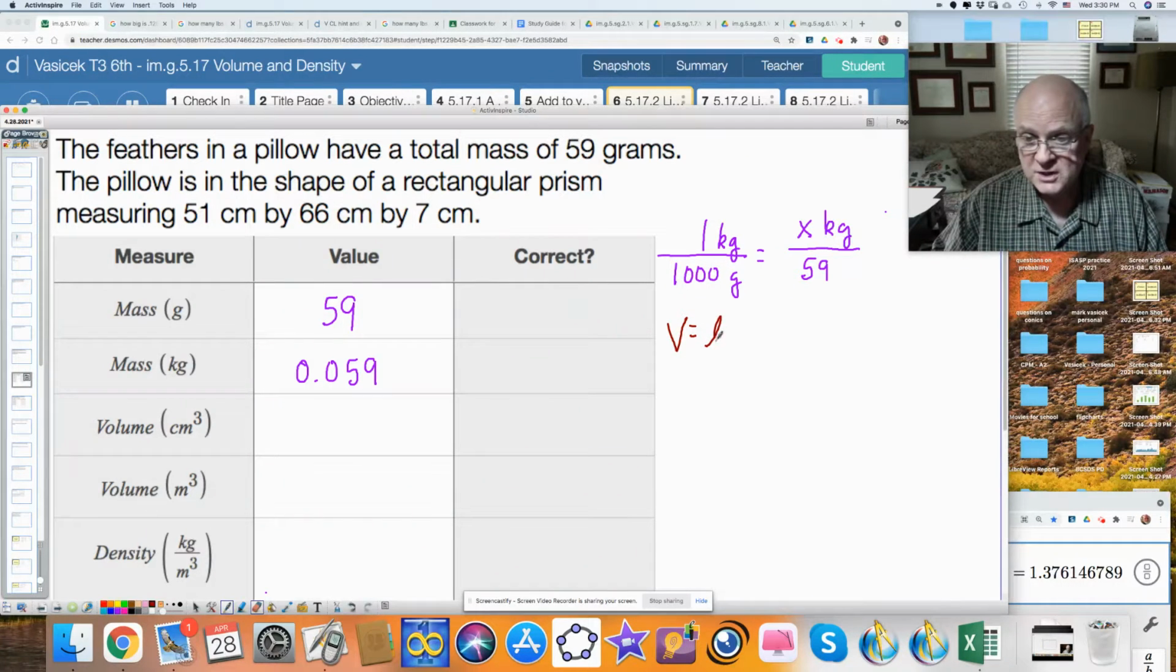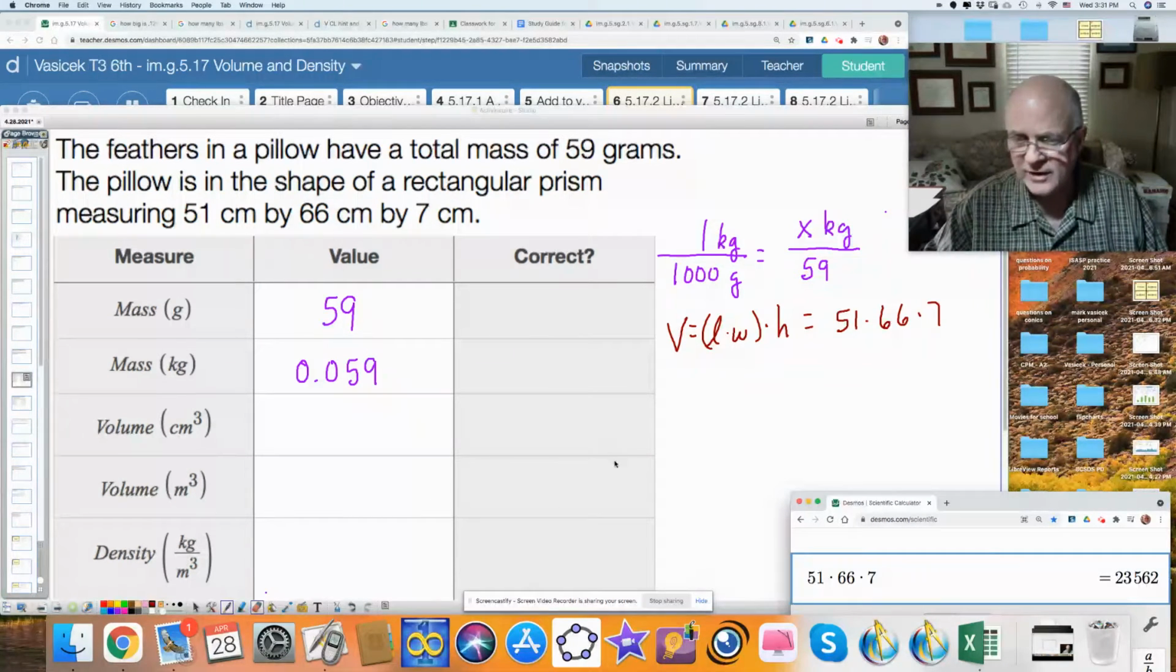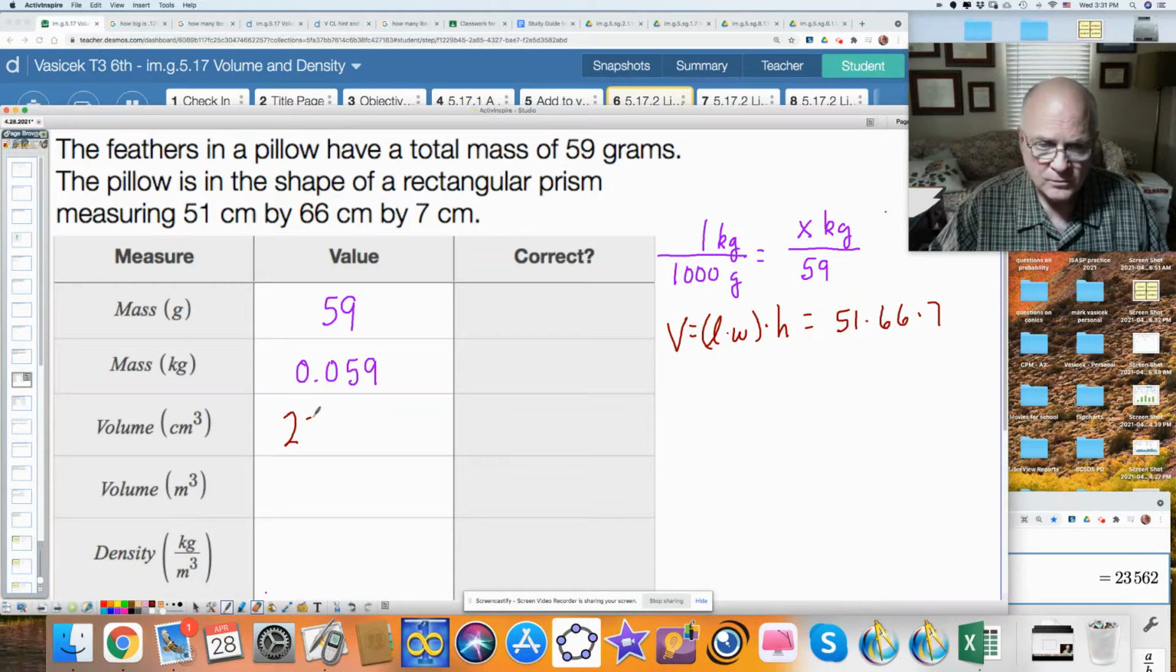To find out the volume, we're going to use the volume formula for a prism, which is the length times the width, that's the area of my base, times the height. And when I substitute the values of 51 times 66 times 7, I get 23,562. This is centimeters times centimeters times centimeters, so my units is centimeters cubed.